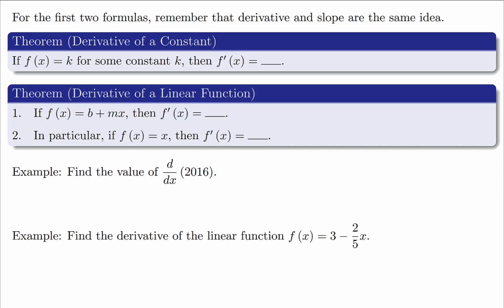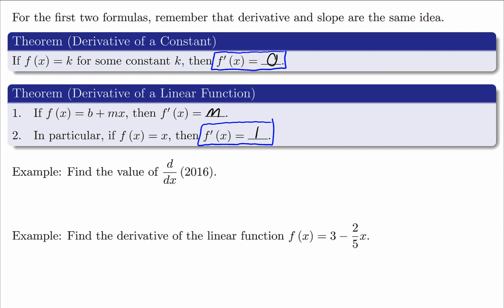First off, let's pay attention to the fact that derivative and slope were the same idea. So remember, a function that looks like f of x equals k is a horizontal line. So for any number, if you want to take the derivative of any number, a horizontal line has slope 0. So that's your first rule. The derivative of a constant would always be 0. Next, if you're looking at a linear function, b plus mx, well, the slope of that function is m. And in particular, the function x, the slope of that function would be 1, and that's the rule that I would like to highlight. The derivative of x is 1.